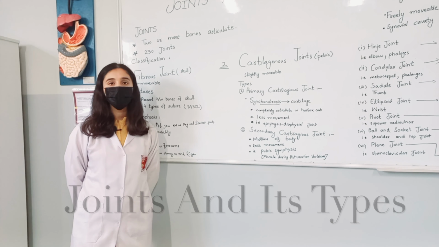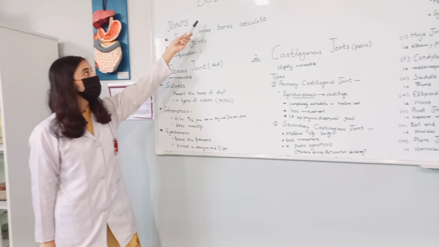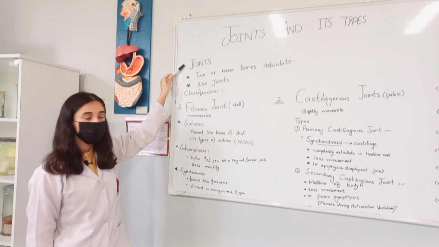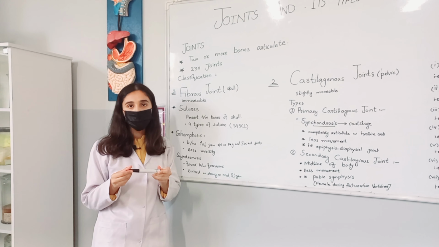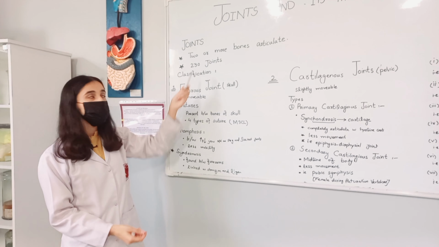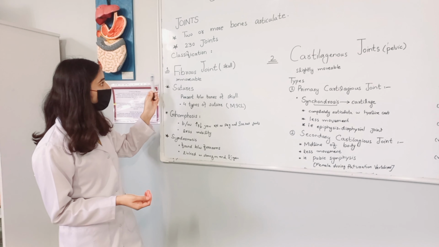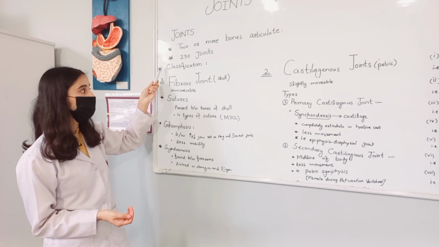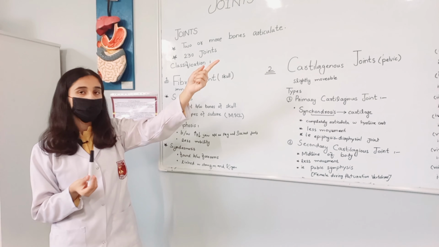Today my topic of presentation is joints and their types. First of all, what are joints? When two or more bones articulate with each other, they form joints. There are a total of 230 joints in the human body. The joints are classified into 3 types: fibrous, cartilaginous and synovial.